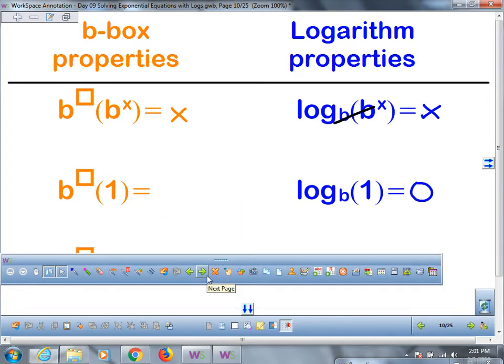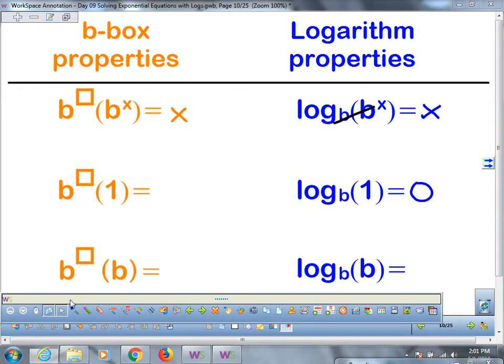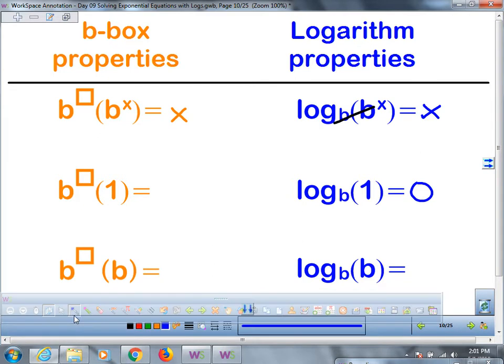Finally, not finally, because I do have one more after this. Anything to itself is 1, right? Because what I'm really saying is there's an exponent of 1 here, and I'm just canceling it. Okay? So far, so good? Okay.